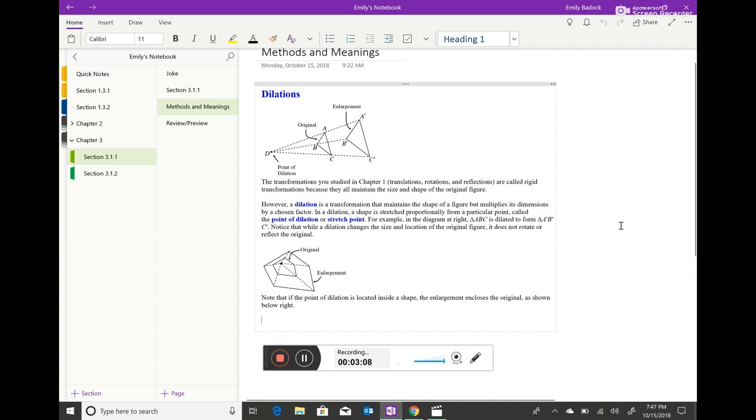For example, in the diagram at the right, triangle ABC is dilated to triangle A prime, B prime, C prime. Notice that while the dilation changes the size and location of the original figure, it does not rotate or reflect the image. So the idea is that your shape is staying the same, everything's staying the same, it's just getting bigger. You're multiplying it by something.